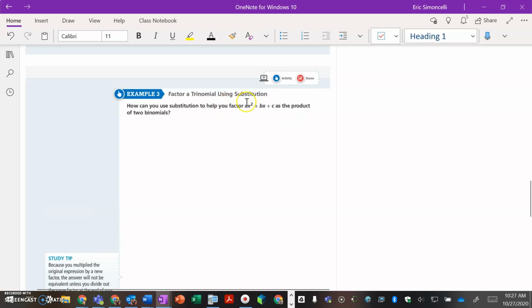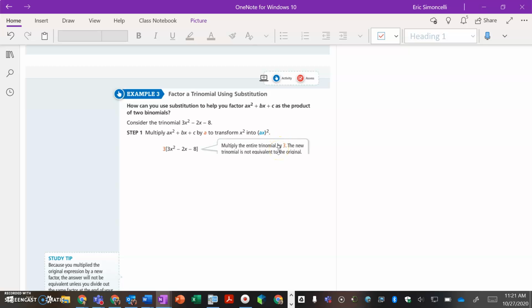Factor a trinomial using substitution. So how can you use substitution to help you factor ax squared plus bx plus c as the product of two binomials? So in this example, we'll consider the trinomial 3x squared minus 2x minus 8. Step 1, multiply ax squared plus bx plus c by a to transform it into ax squared.